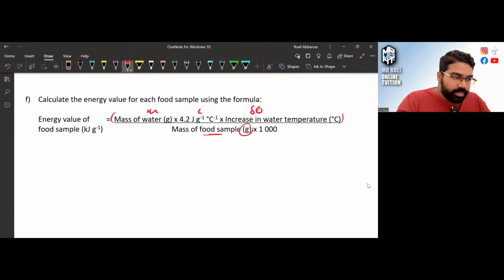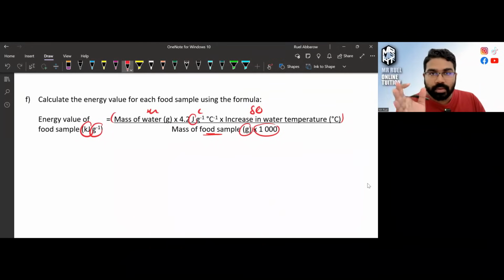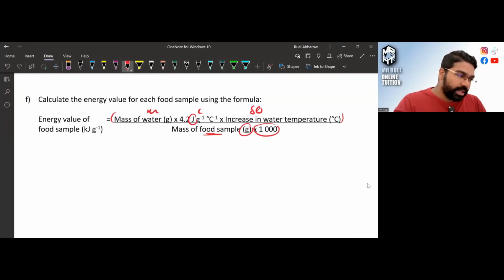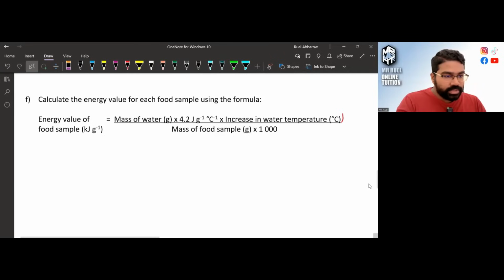Why divide by the mass of food sample? Because we want per gram of food. And why do we divide by 1000? Because we want to convert the joules into kilojoules. Basically, that's it: mc delta theta over 1000 times mass of food. Finish. So that's it. Let me teach you how to use this.